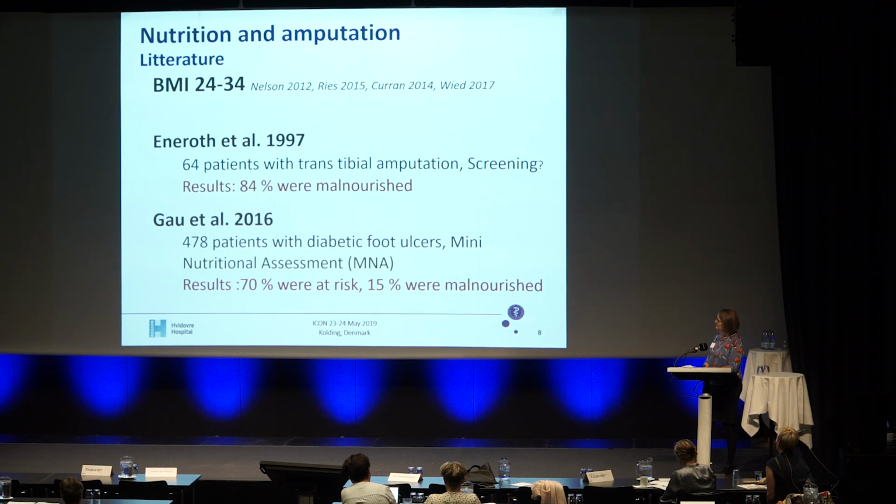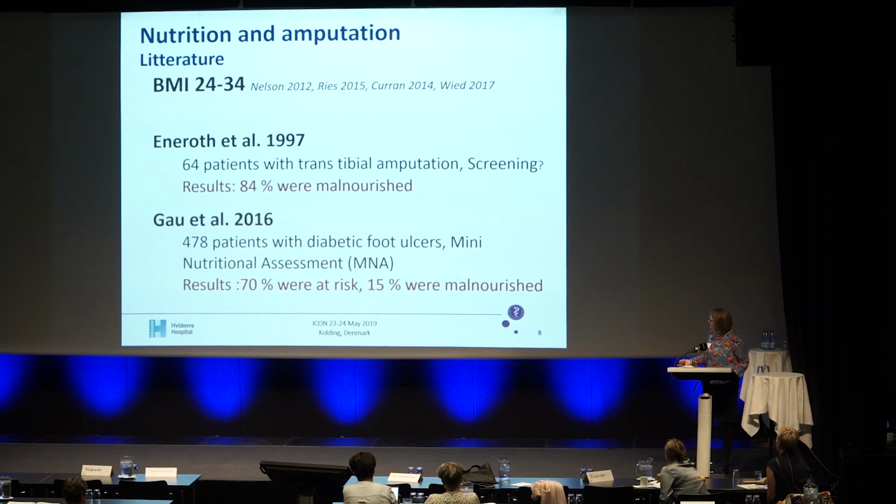Another study, a more recent study from Asia, with a larger population of 478 patients with diabetic foot ulcer, were screened using the Mini Nutritional Assessment. And they found that 70% of the patients were at risk of malnutrition, and 50% were malnourished on admission. So it seems like we have a problem with nutrition within this group of patients. And Gao also concluded that the higher the amputation level was, the higher the risk of being malnourished was. So that would maybe be a link there.